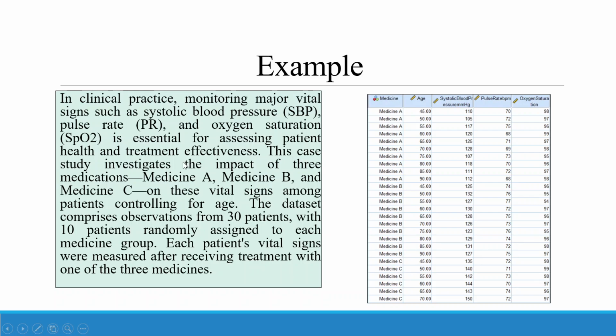The case study investigates the impact of three medications, A, B, and C, on these vital signs among the patients, controlling for age. We want to remove the effect of age. The data set comprises observations from 30 patients, with 10 patients randomly assigned to each medicine group: 10, 10, 10. Each patient's vital signs were measured after receiving treatment with one of the three medicines.